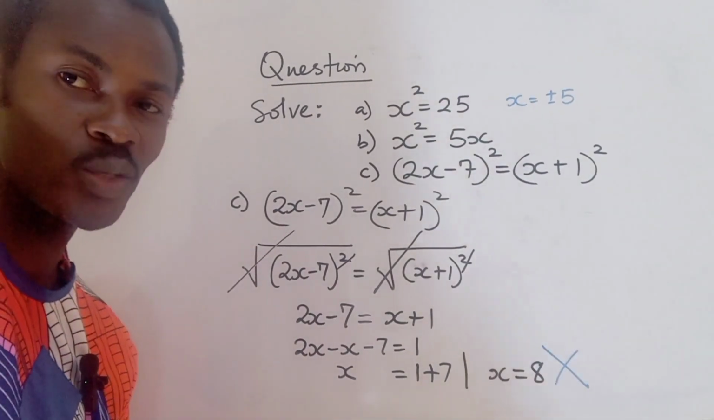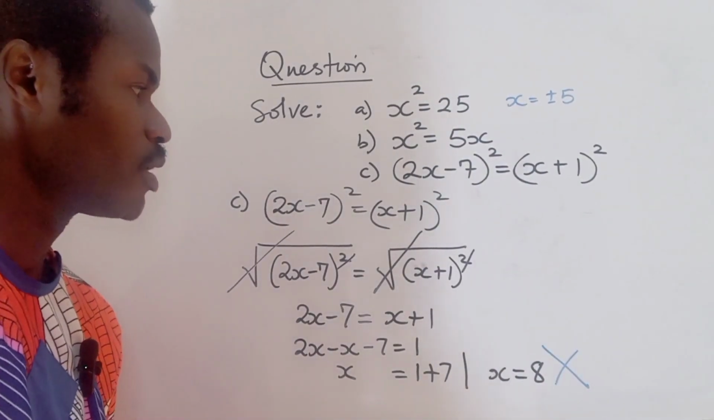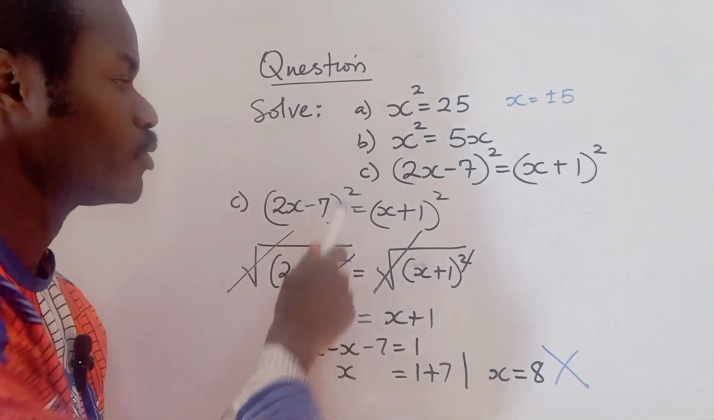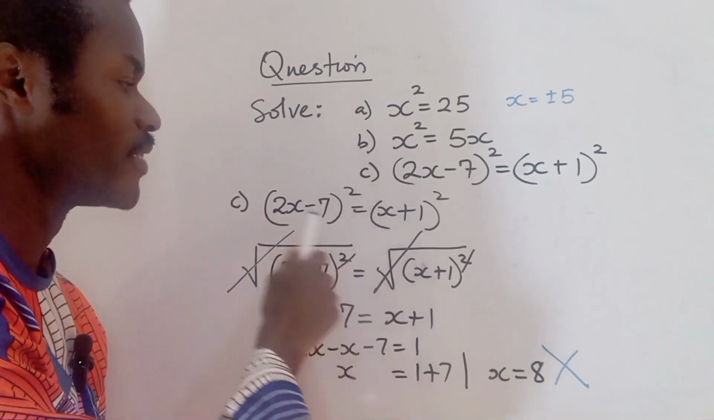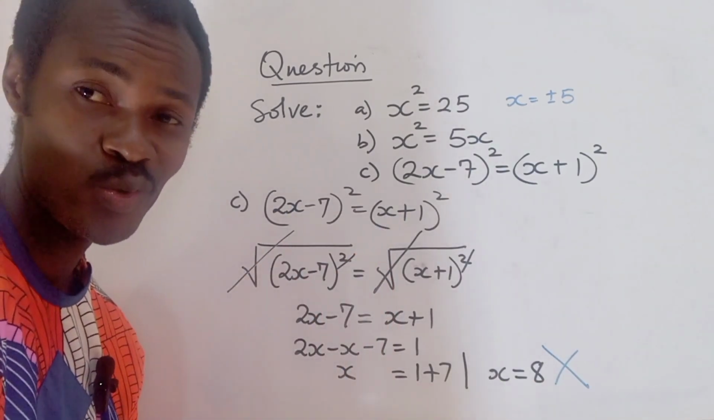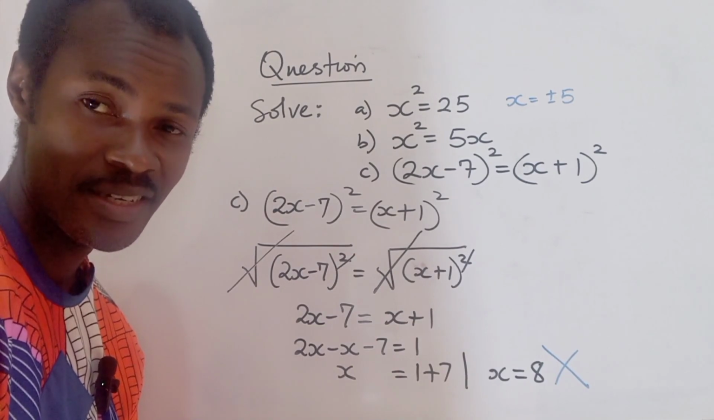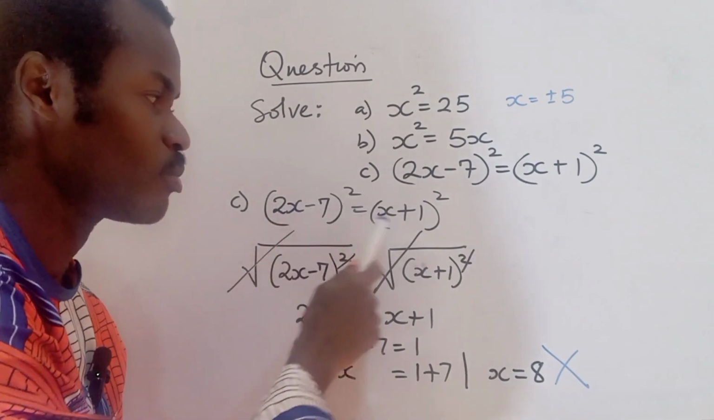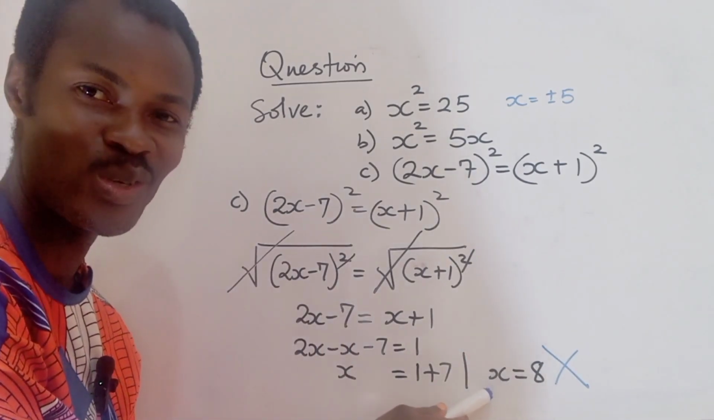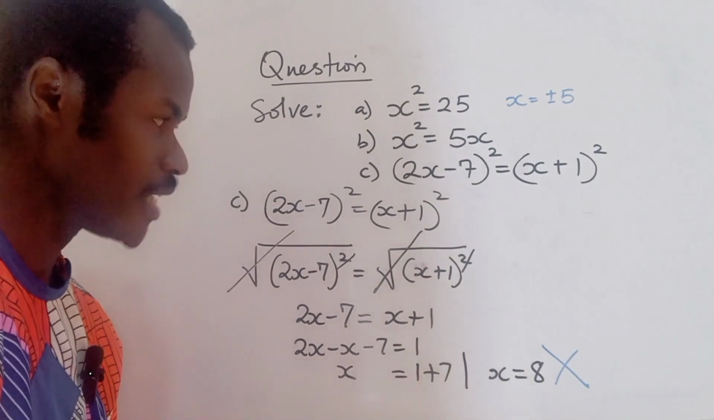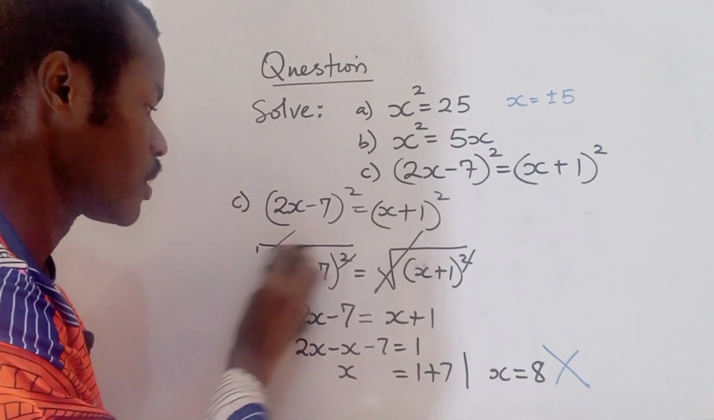Now the question is, why is it wrong? Because we can see that if we expand all this, we can now have x as a degree of what? 2. The highest power of x here becomes 2. So you need to have 2 solutions and not just one solution. So let's look at the correct way of solving the problem.